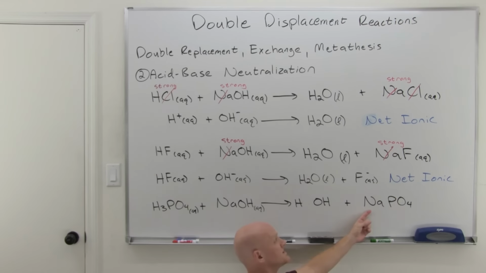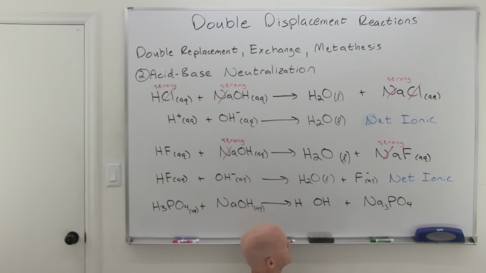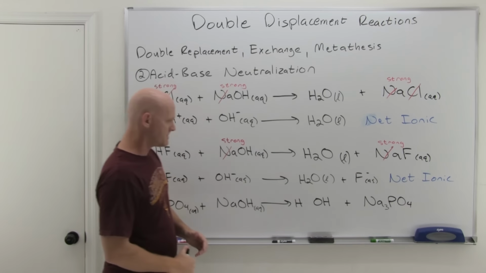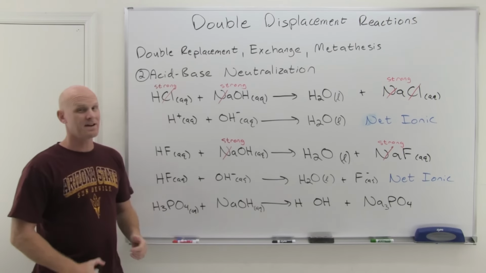In this case, sodium's +1, phosphate as a polyatomic ion is -3. And so the proper formula should have 3 sodiums for every phosphate. And there's sodium phosphate. All right, now we got to balance this thing. And the whole reason for writing the water as HOH initially is to make it easier to balance here.